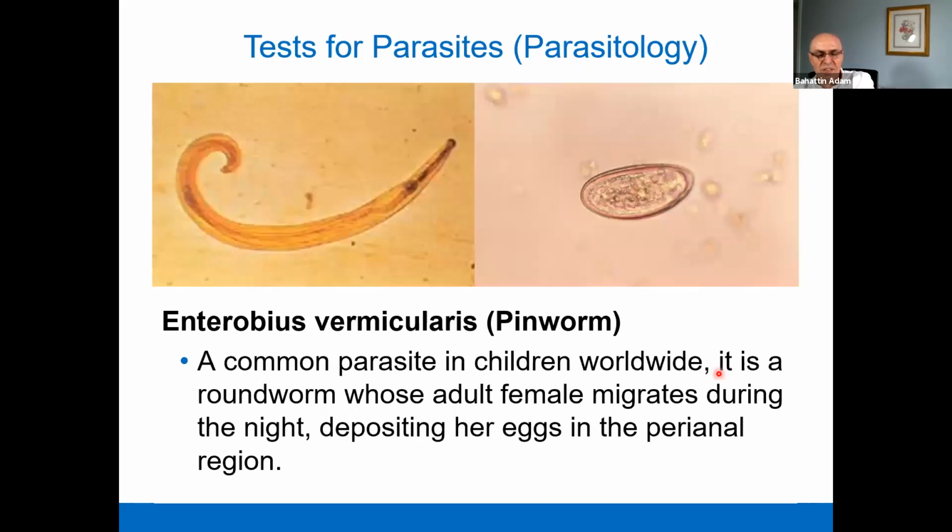Now, as you see here, maybe the most common parasitic infection, which is caused by Enterobius vermicularis or pinworms, the most common parasite in children worldwide. Okay, and it is a roundworm, whose adult female migrates during the night and deposits her eggs in the perianal region. This is an egg of the pinworm.